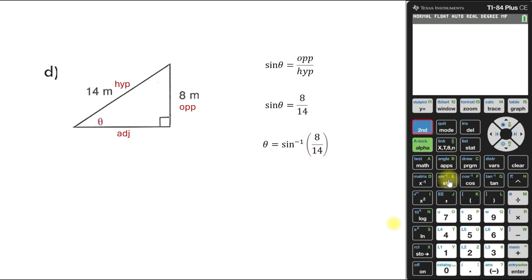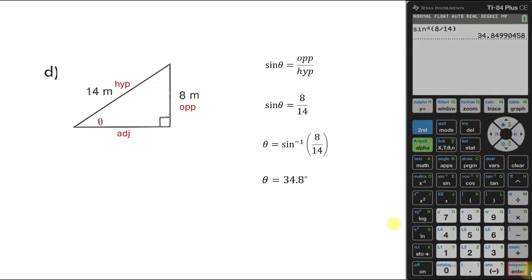Press our second mode. Press sine, which brings up inverse sine. Type in 8 divided by 14, close our bracket, equals, and it leaves us with an answer of 34.84, which rounds to 34.8.